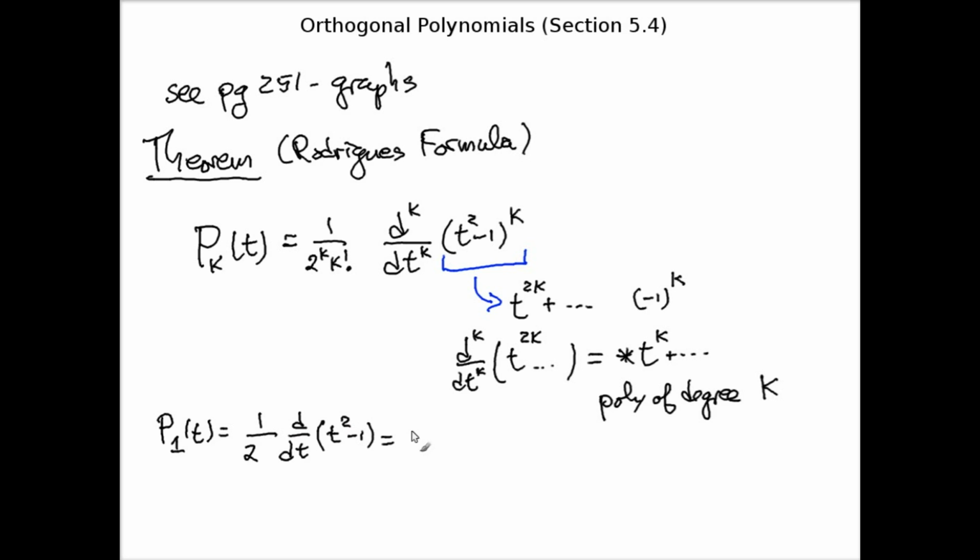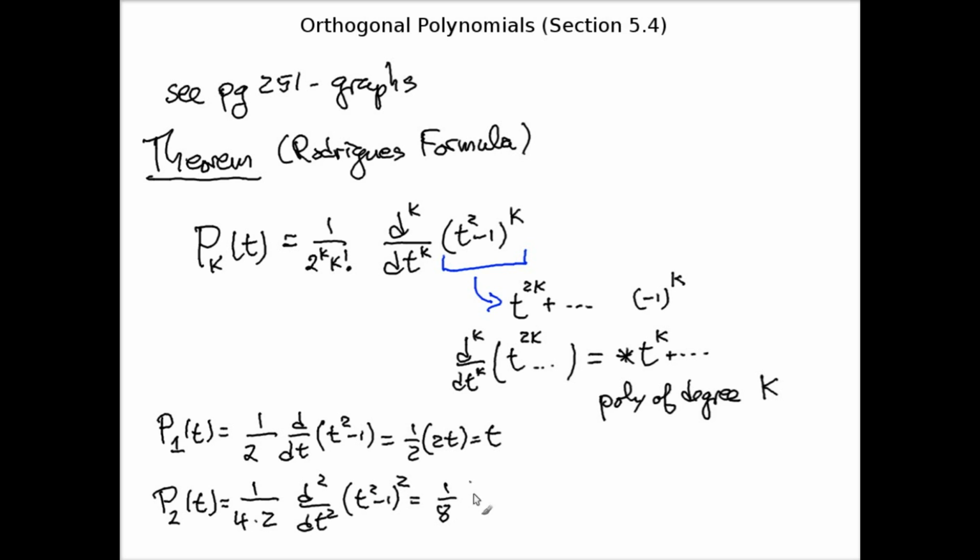squared minus 1, which is 1/2 times 2t, which is t. And P2 of t is equal to 1 over 4 times 2 times the second derivative of t squared minus 1 squared, which is 1/8 times the second derivative of t squared minus 1 squared, t to the fourth minus 2t squared plus 1.